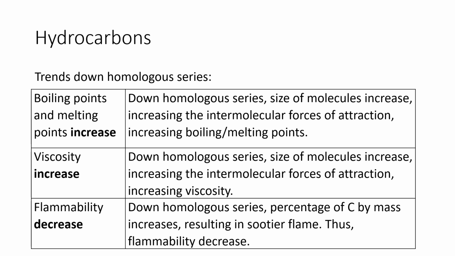Let's start. The first thing is you need to know that the melting and boiling points, MP and BP, increase down the homologous series. Why? You will say down the homologous series, size of molecule increases, intermolecular forces of attraction increase, and BP increases. Write that down.